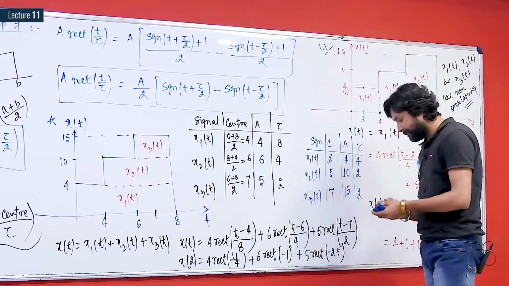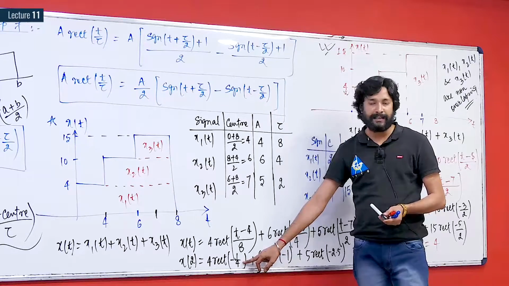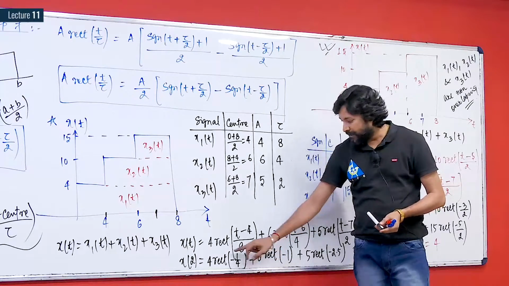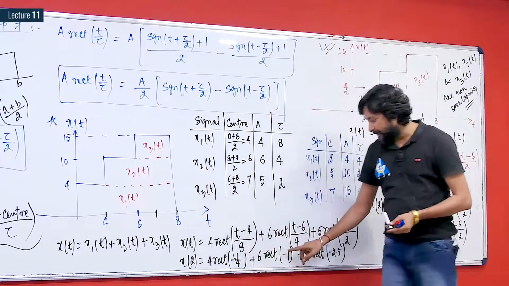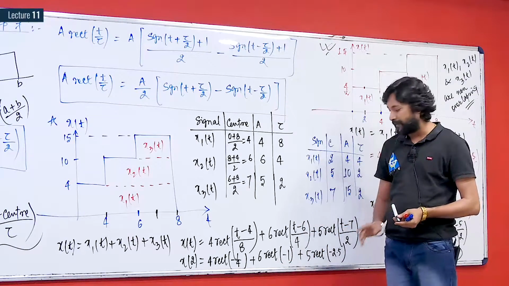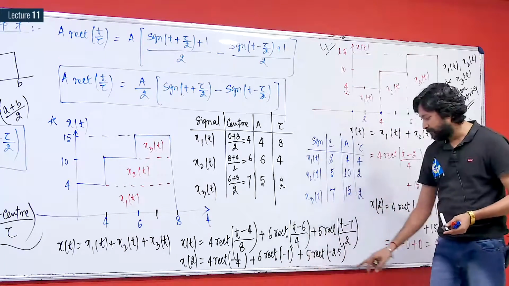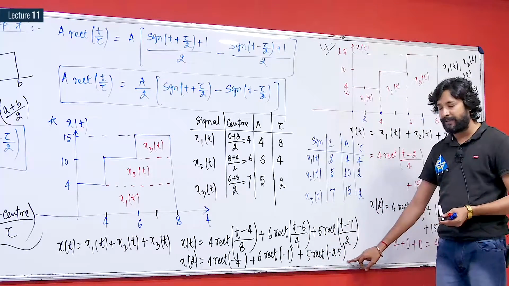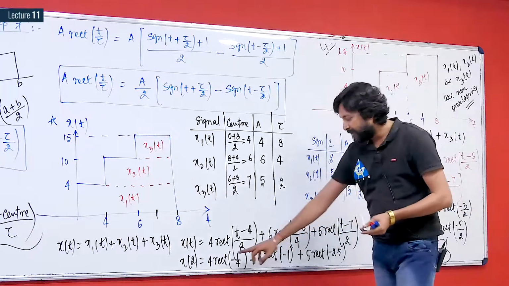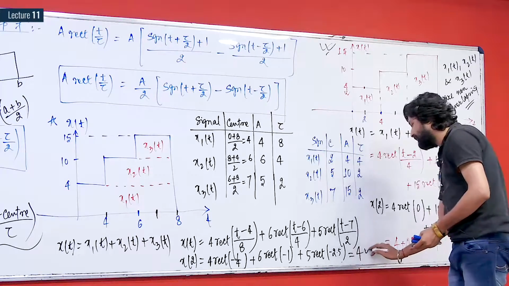Again you can see that only this value is lying in the range minus 0.5 to plus 0.5. So this value will be 1, but rect of minus 1, as it is lying before minus 0.5, will be 0, and rect of minus 2.5 will be 0. So again you are obtaining 1 into 4, that is equal to 4, which you obtained using the previous relation.